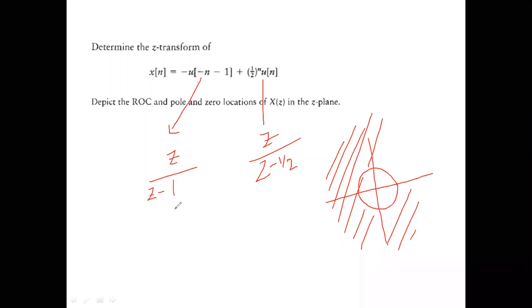And the ROC for this case, it's a left sided signal. So the ROC is going to be inside the circle, right? The circle of radius, how much? The circle of radius 1. So their combined ROC, this and this, what is it going to be?